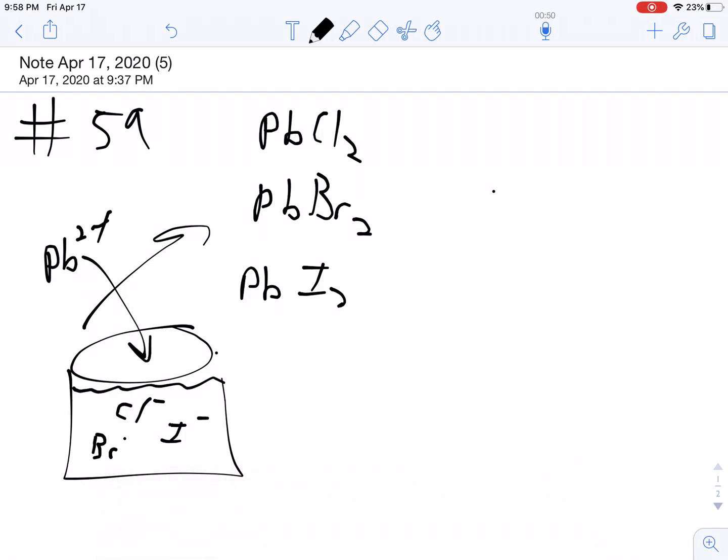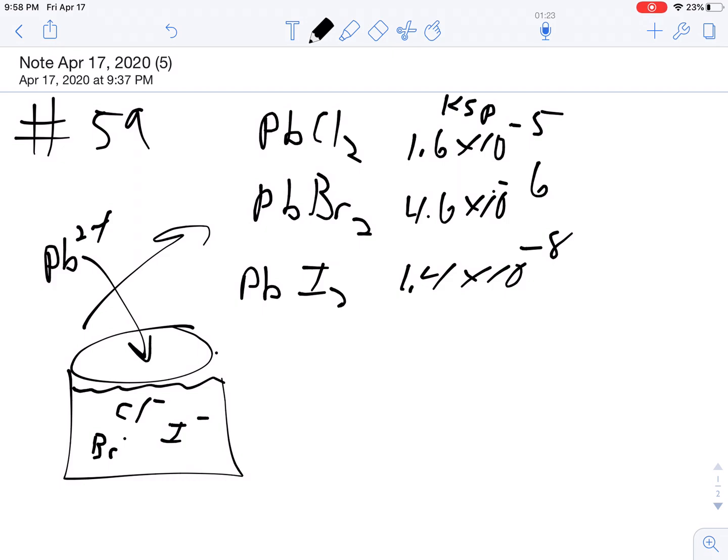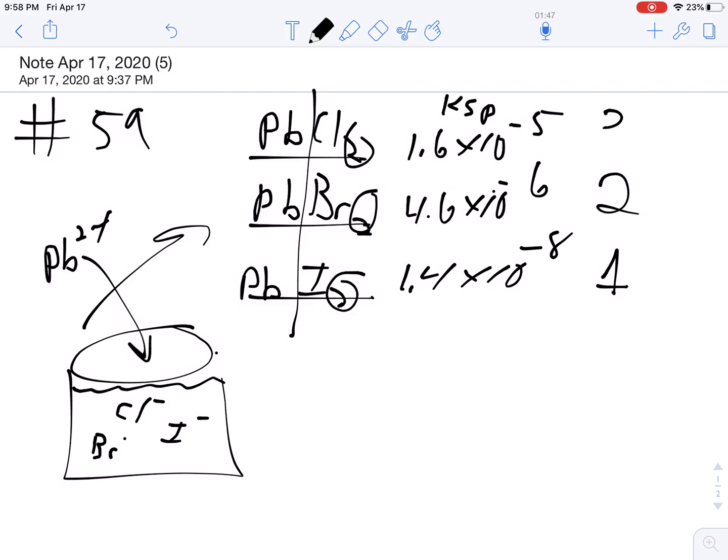lead to it. Then the problem would actually be pretty easy, because whoever has got the smallest KSP would precipitate first. So the KSPs of these guys are 1.6 times 10 to the negative fifth for chloride. Bromide is 4.6 times 10 to the negative sixth. And iodide is 1.4 times 10 to the negative eighth. So if these were all the same, meaning it's always lead, always bonded to a halogen, and the subscript is the same, then you can just go off of the KSPs, and lead iodide would be the first to precipitate because it has the smallest KSP, then the lead bromide, and then the lead chloride.